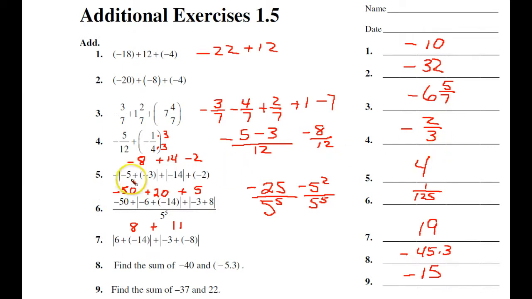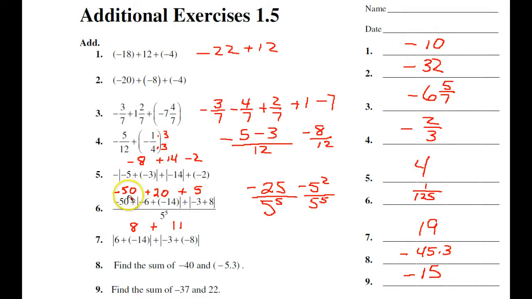Now here, a negative 5 and a negative 3 are a negative 8, but it comes out of the absolute value as a positive 8. Then I apply this negative. And then this negative 14 comes out as a positive 14. And this negative 2 is just a negative 2. So I added these two together and got a negative 10 plus 14 gave me my 4.